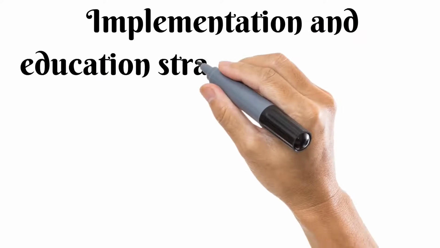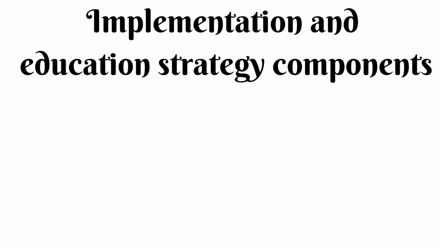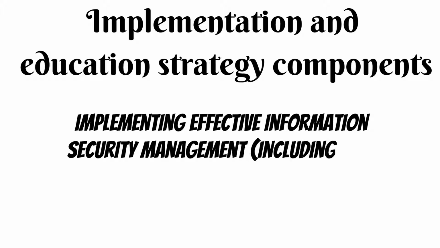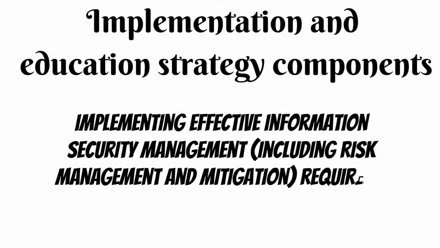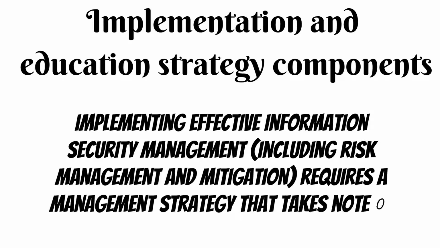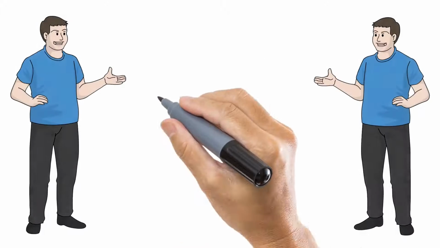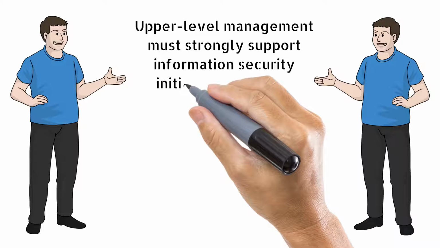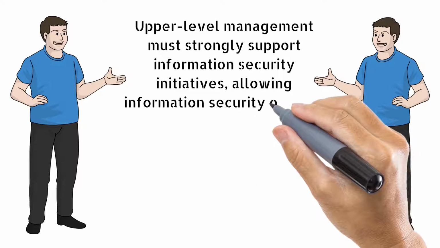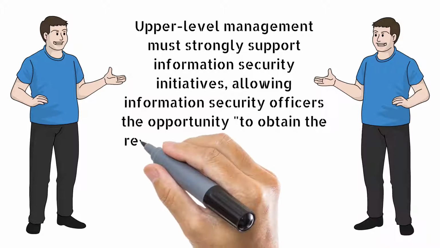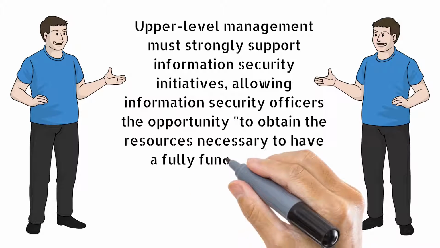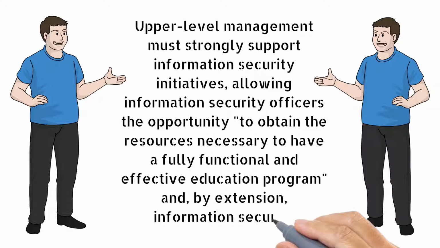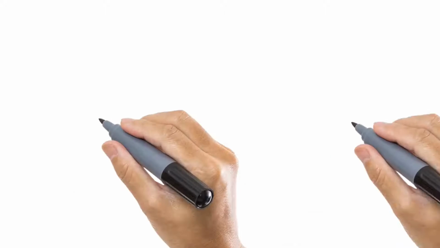Implementation and education strategy components. Implementing effective information security management, including risk management and mitigation, requires a management strategy that takes note of the following. Upper-level management must strongly support information security initiatives, allowing information security officers the opportunity to obtain the resources necessary to have a fully functional and effective education program and, by extension, information security management system.